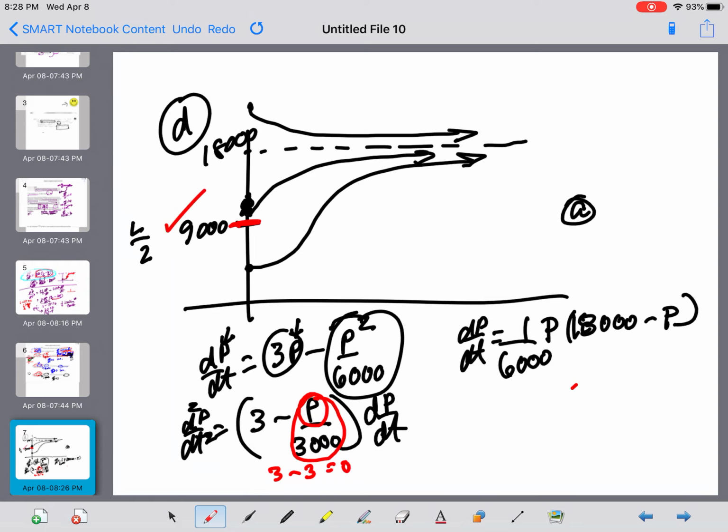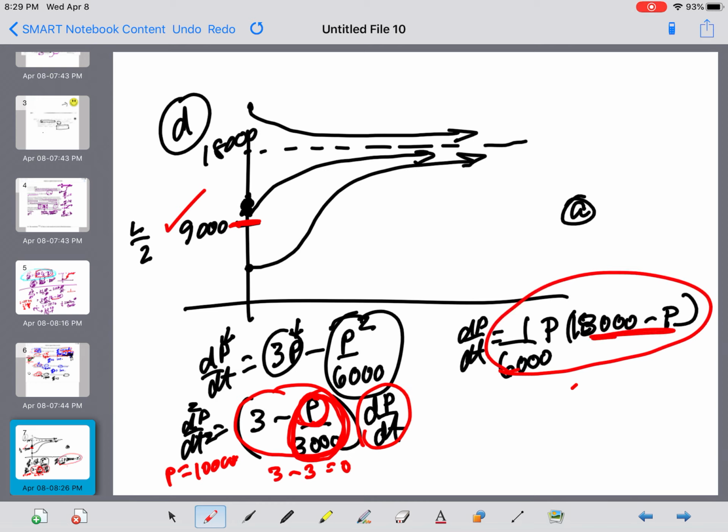If you put in something bigger than 9,000, like 10,000, 10,000 over 3,000 is bigger than 3. It's 3 1/3, I think. And so this is going to be negative if I put in something like p is 10,000. And this is still positive because dp dt at 10,000 we can see is still positive. So if I put in 10,000, I would have a negative times a positive. So my second derivative would be negative, which means at 10,000 it should be concave down.